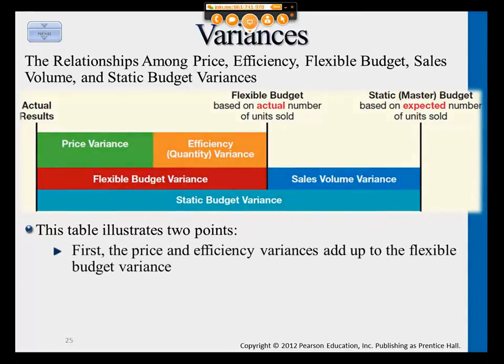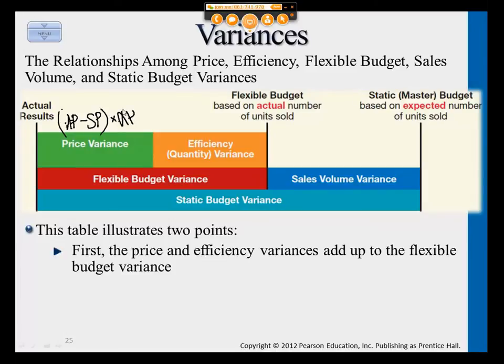is that the price and efficiency variances add up to the flexible budget variance, okay? Your price variance and the efficiency variance is your flexible budget variance. Just for you to remember, that's your actual price. Can I write with this? Yes. So that's our actual prices, our standard prices, and then what do we multiply it by? By some quantity, right?